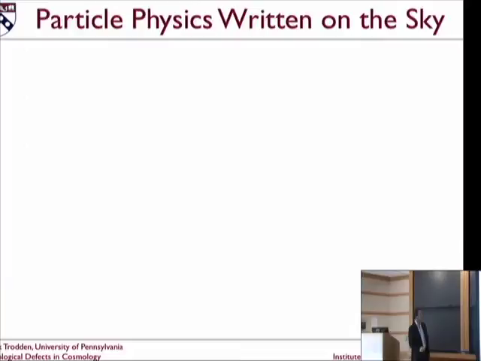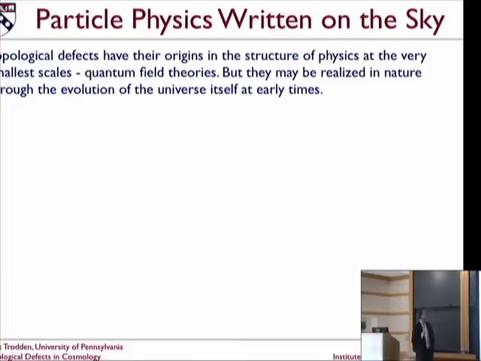So topological defects have their origins in the structure of physics at the very smallest scales, for my purposes here. Obviously, you've heard other examples, as described by the field theories that I've been writing down in the last few slides. But the way they're realized in nature, we hope, is through the evolution of the universe at very early times. So I want to describe how that might work.